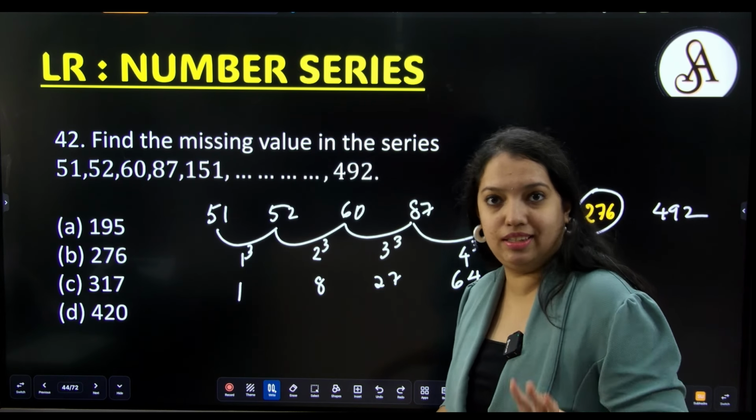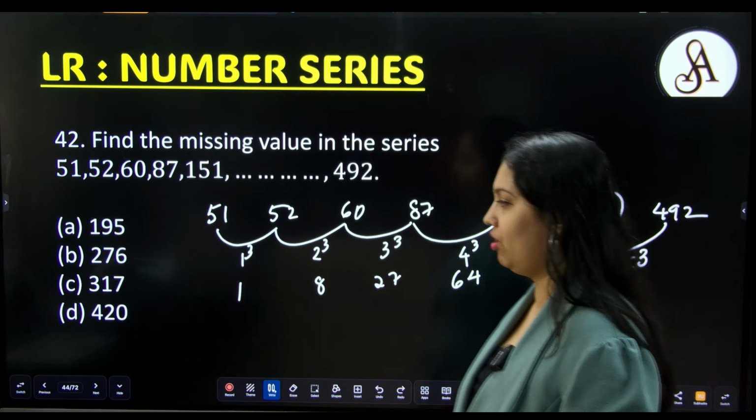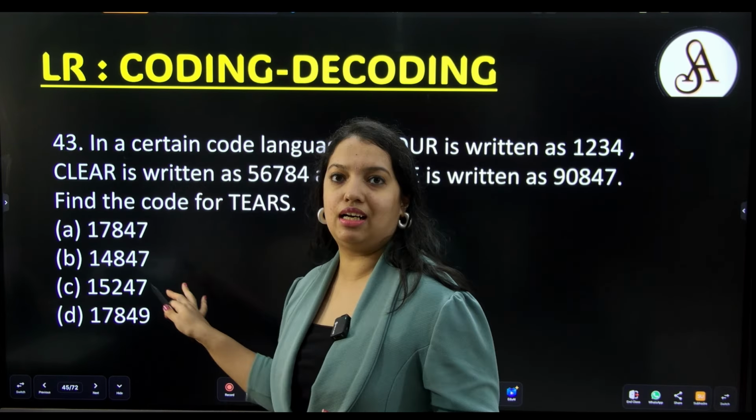Cross verifying whether what we did is correct or not. Add 6 cube to this, you are going to get 492. So 276 is correct.